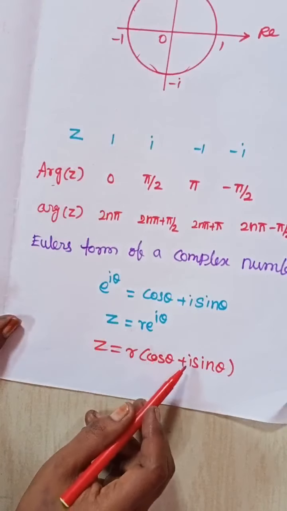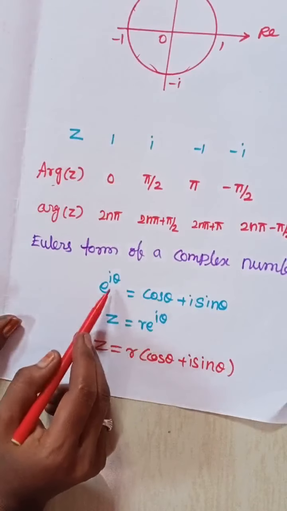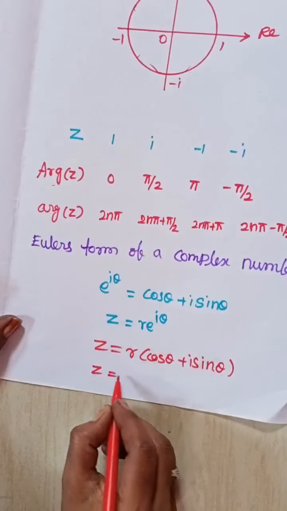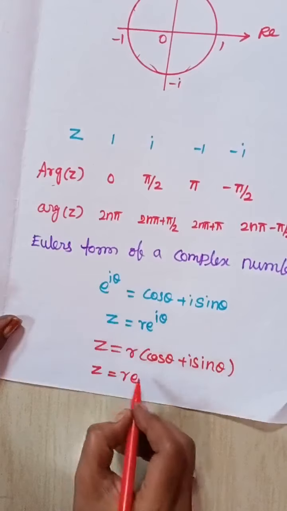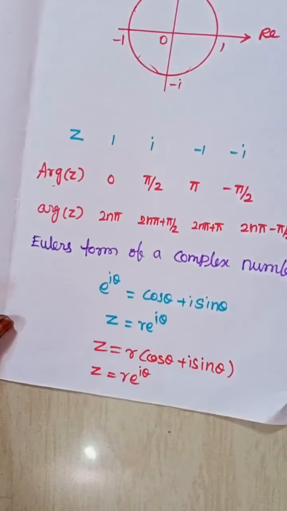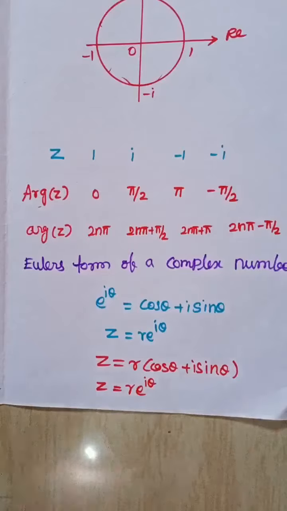We write cos theta plus i sin theta as e power i theta. So z can be written as r into e power i theta.